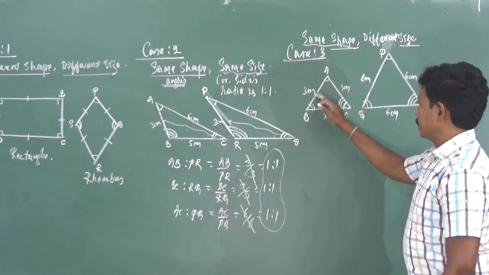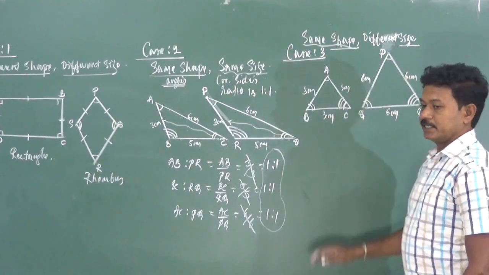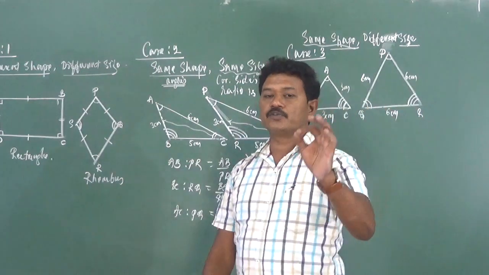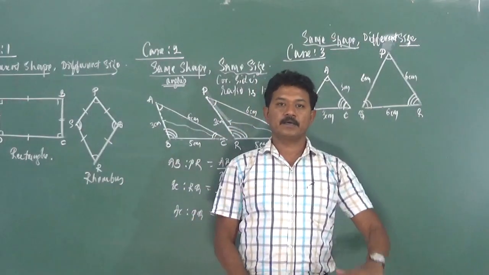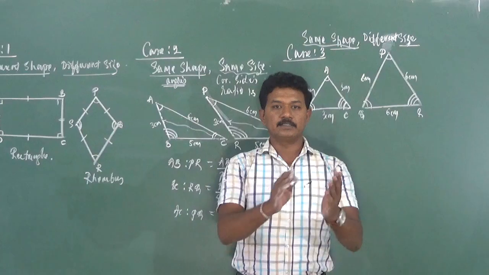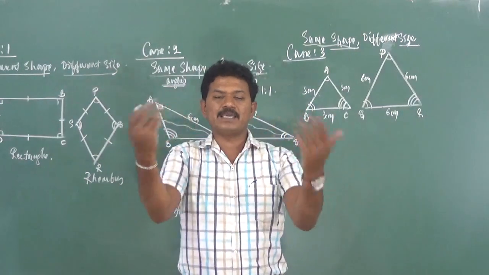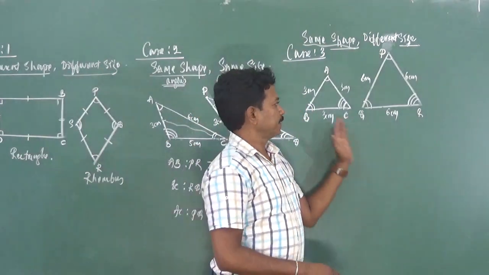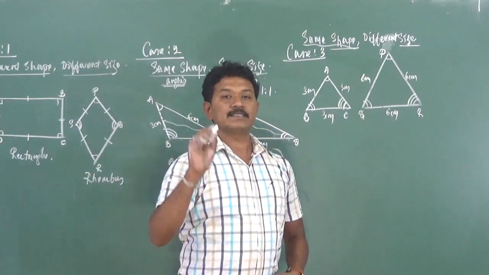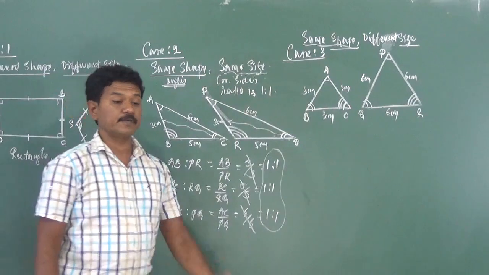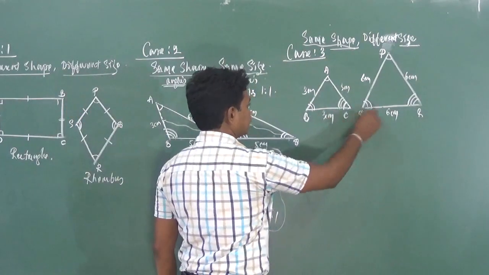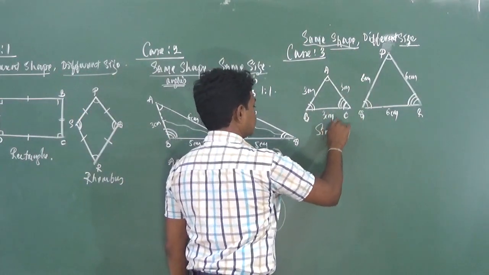So, the ratio between the corresponding sides is not 1:1. If they were 1:1, no doubt they would be congruent figures. But as the ratio is not 1:1 and is something else, they are called similar figures. So these two triangles are similar figures.